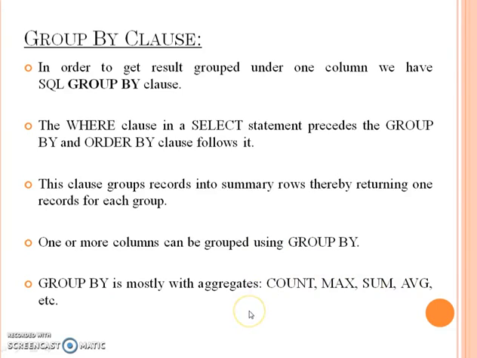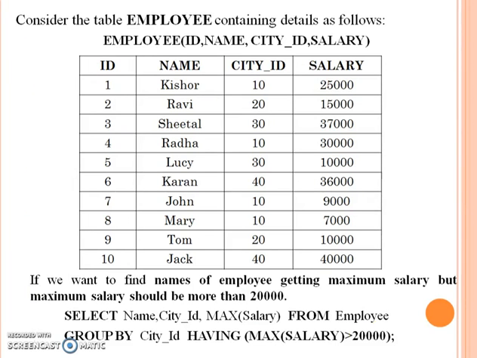For where we can give one condition, and for group by having we can give a different condition. Consider the same example of the employee table. If we want to find the names of employees who are getting the maximum salary from each particular city, but with the criterion that the salary should be more than 20,000, my query would be: select name and city ID, where I want a max of salaries.